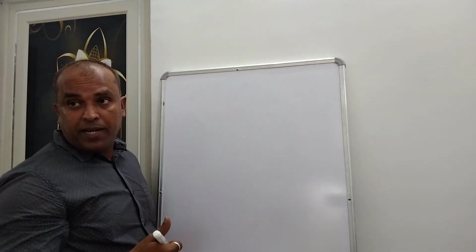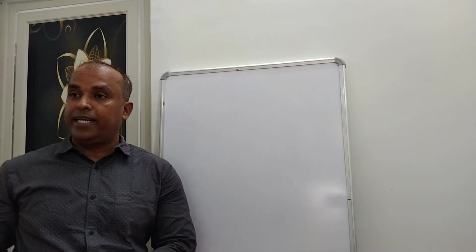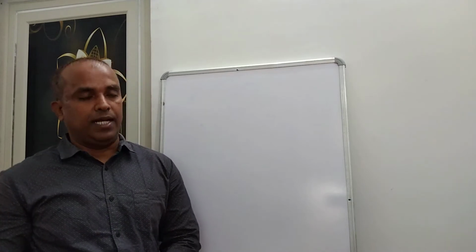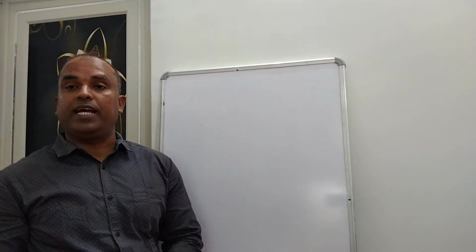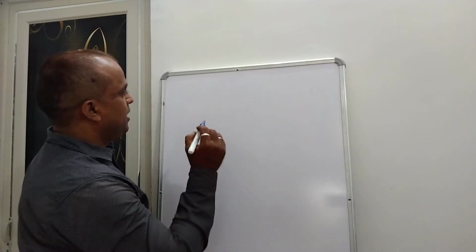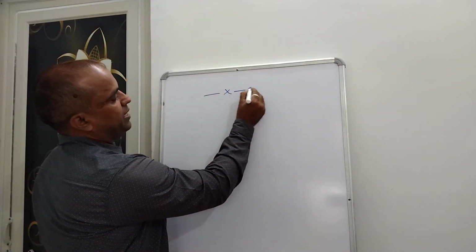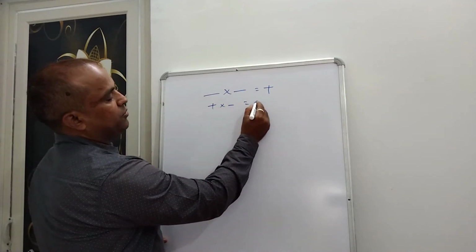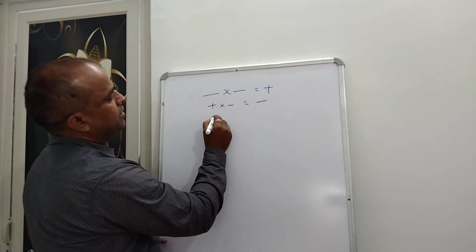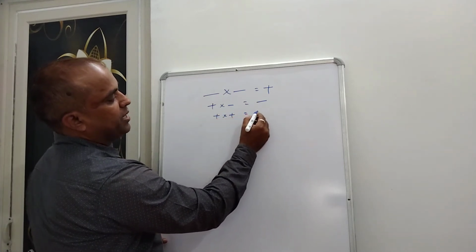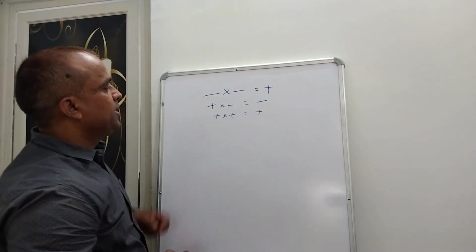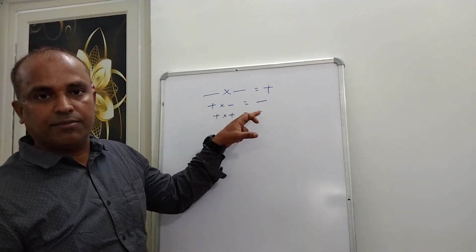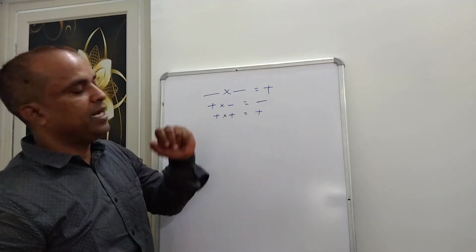I told you about multiplication. When we multiply, we did minus into minus, then plus into minus, then plus into plus, and then minus into plus. Minus into minus, I taught you, that is plus. Then plus into minus, that is minus. Then plus into plus, that is plus.